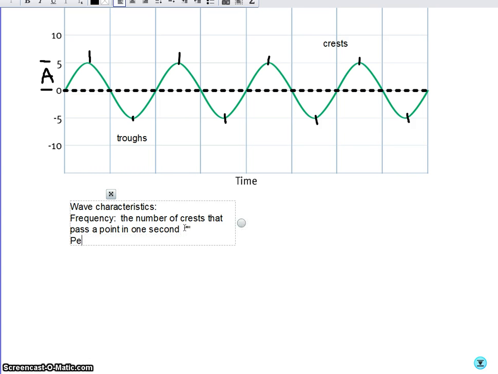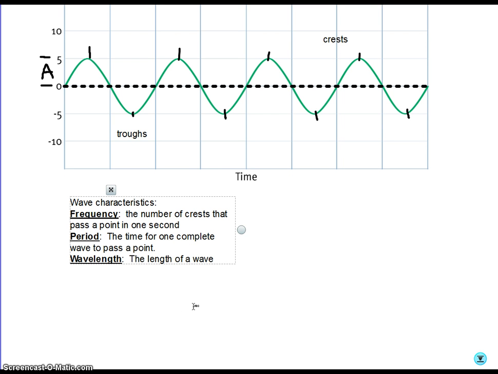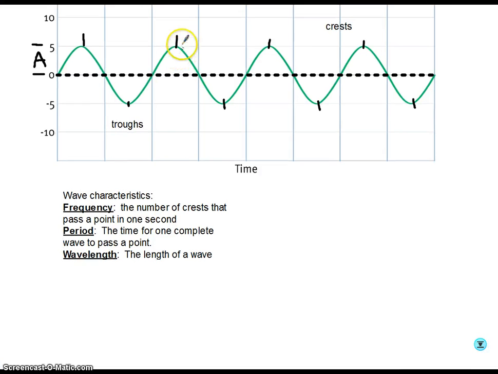If a wave has a frequency, that also means it has a period, and that is the time for one complete wave to pass a point. Another characteristic of any wave is the wavelength, and as the name implies, it is the length of a wave. The easiest way to think of the length of one wave is the distance from one crest to another. The symbol we use for the wavelength is lambda. So you could say the distance from crest to crest is a wavelength, or the distance from trough to trough is a wavelength.